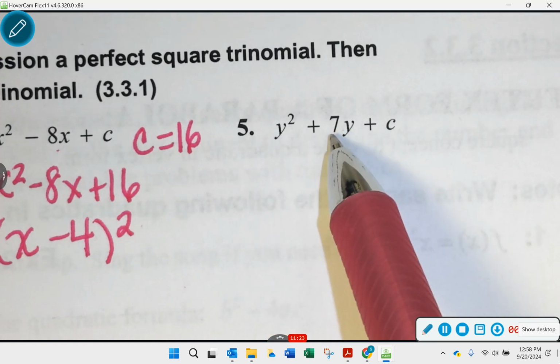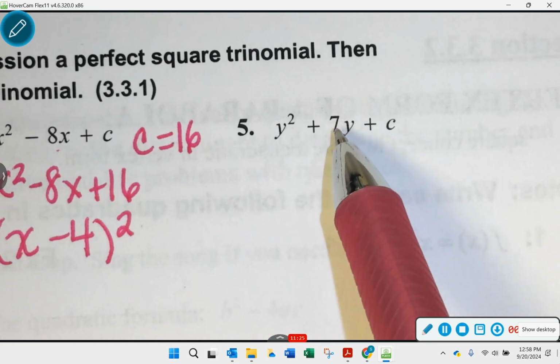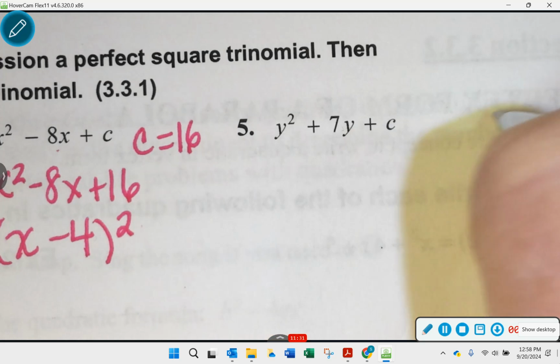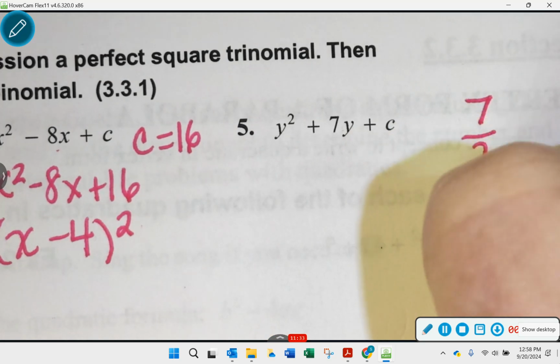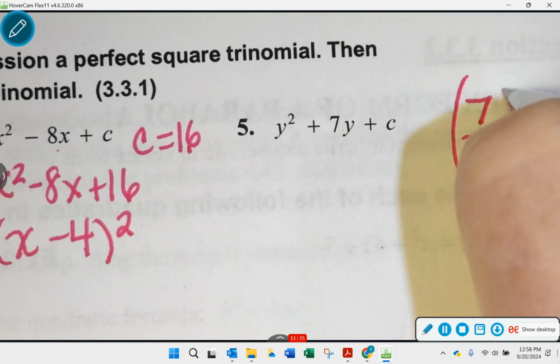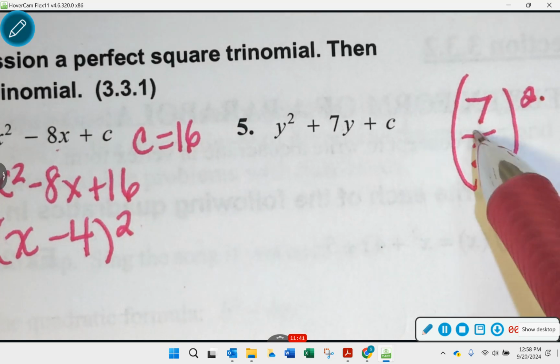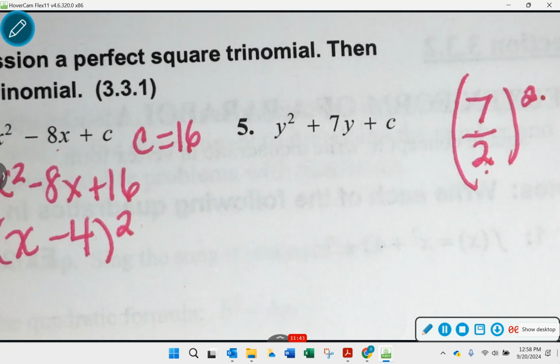We have to take half of 7. When you take half of an odd number, I don't want you to put 3.5. I want you to leave, when you take half of 7, call it 7/2. Because when we square it, it's pretty easy to square it now. You just square this and you square that. So what do you get if you square each one of those? Square the top and square the bottom. What's C going to be?